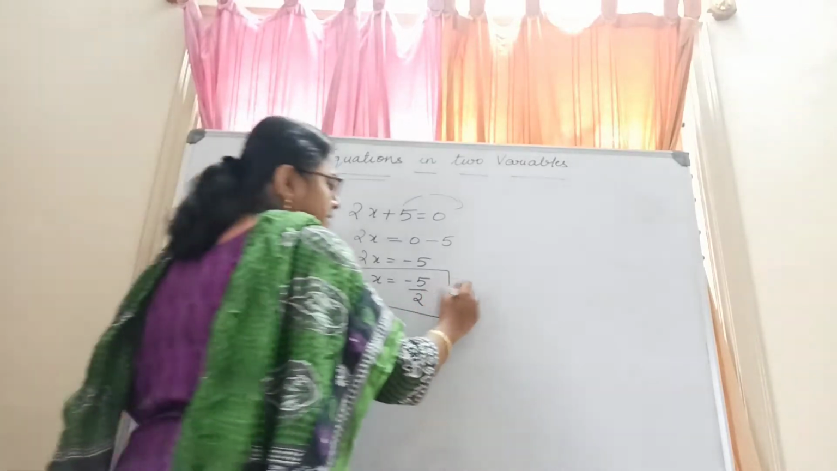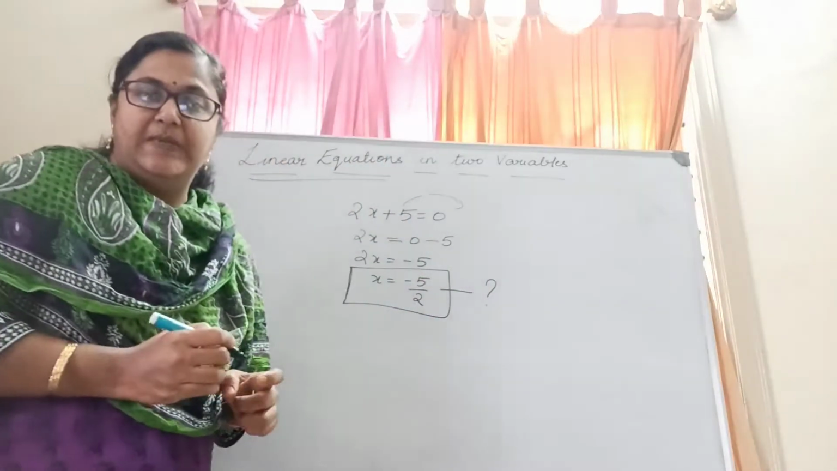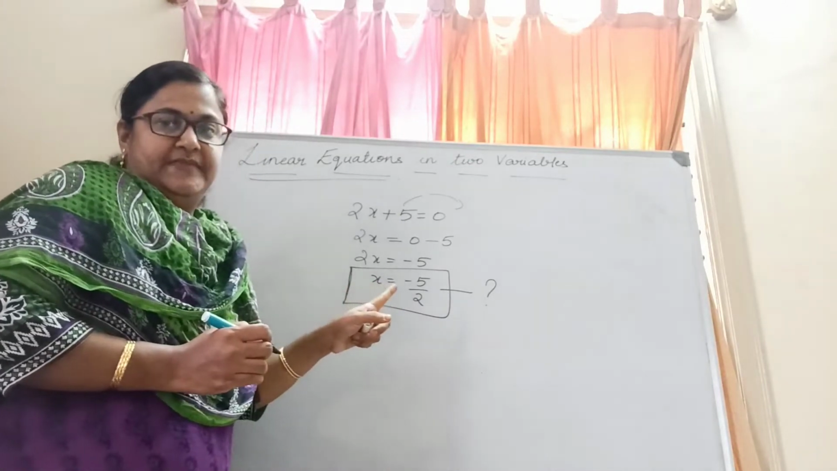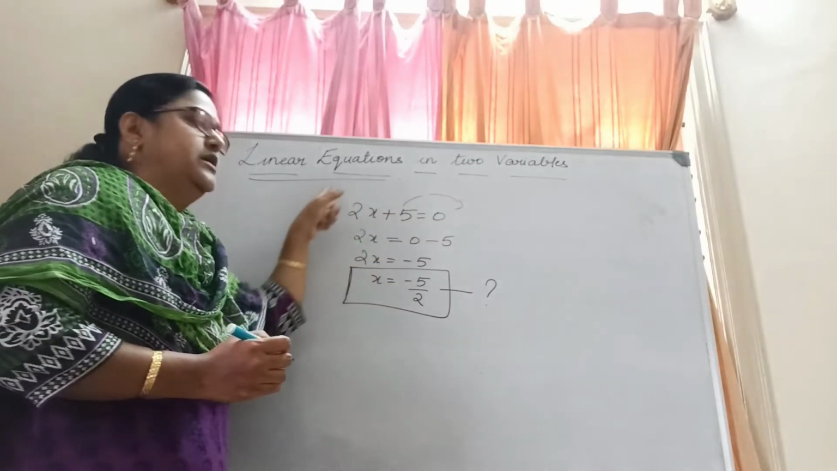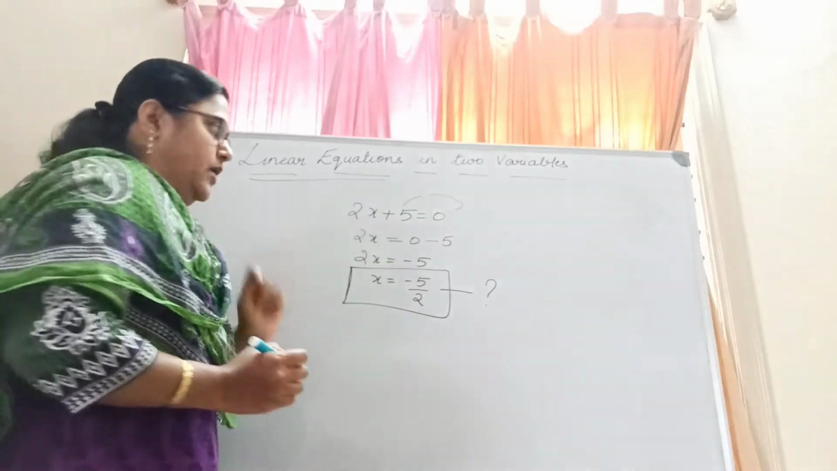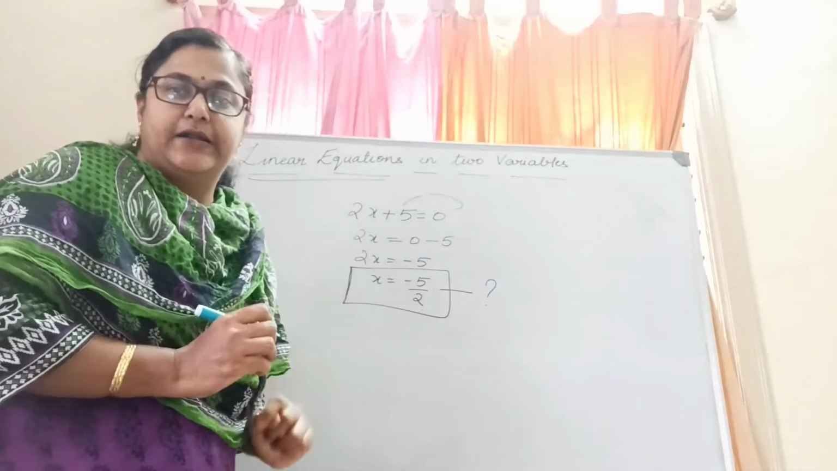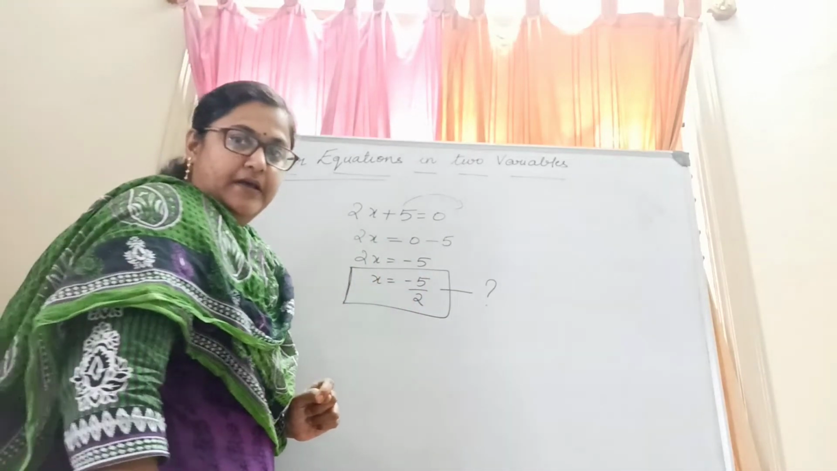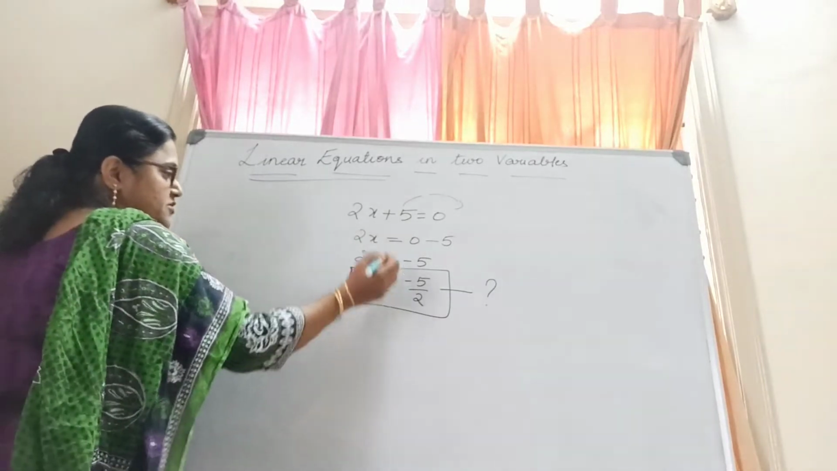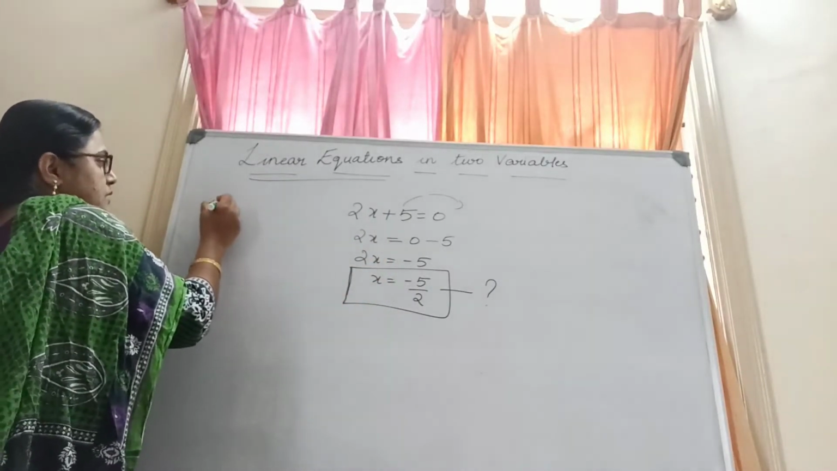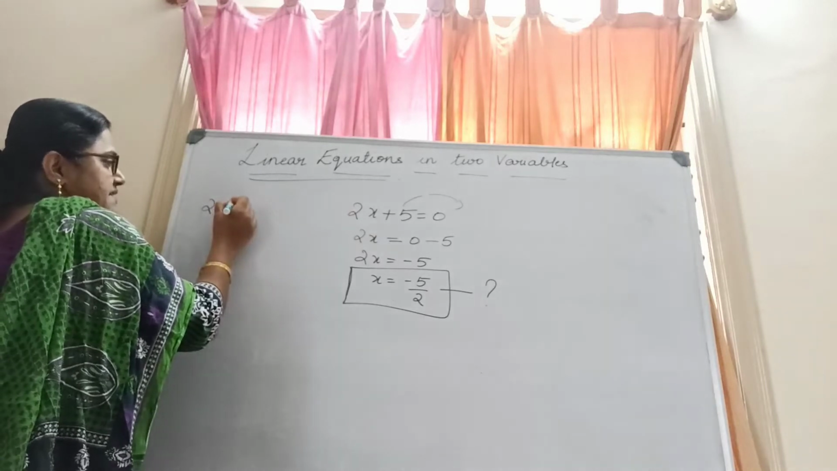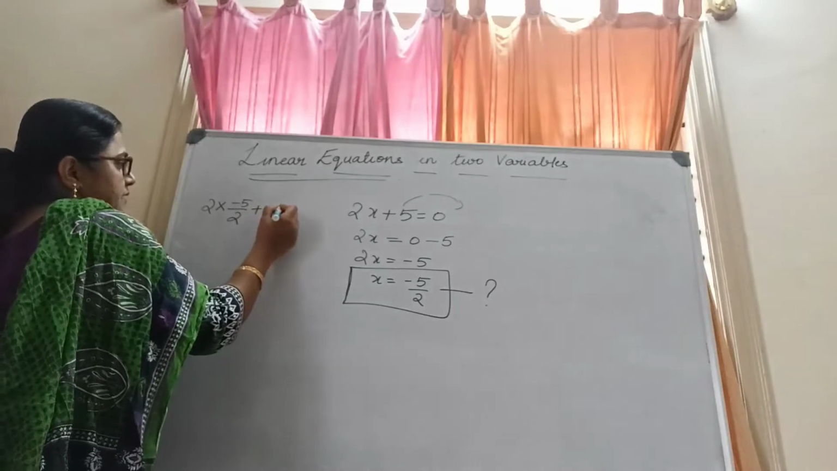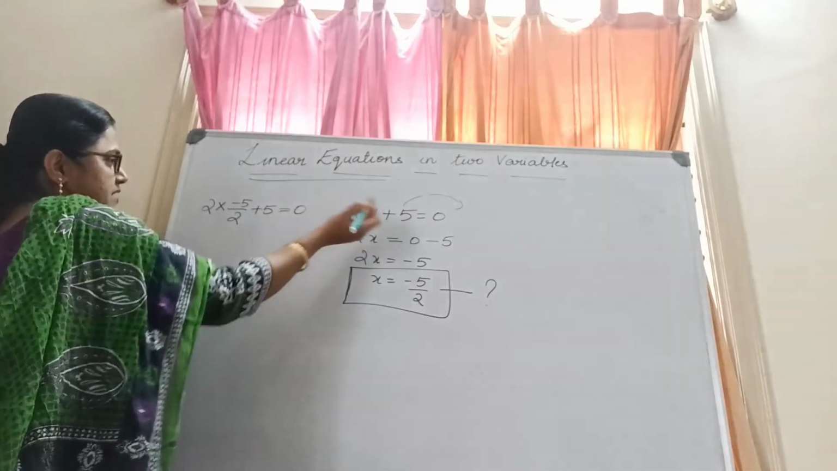Now what does this mean? Solution or root of the equation means this is the value of the variable which satisfies this equation. Okay. Now let us just check if our answer is correct or not. I have got x is equal to minus 5 by 2. Fine. Now let us check whether it is correct or not. Substitute this value in the place of x. 2 into, replace x with minus 5 by 2, plus 5 is equal to 0. That is my RHS.